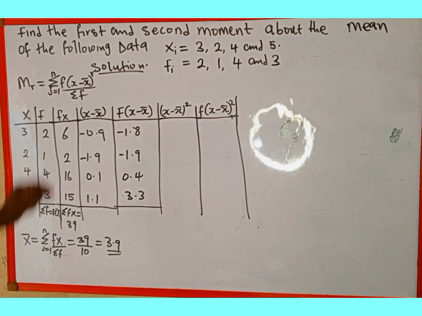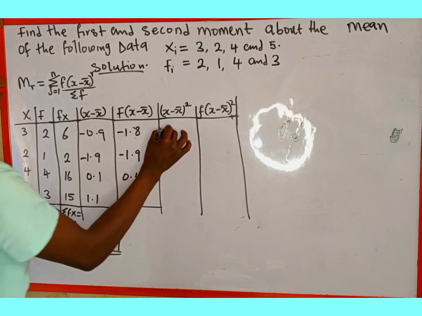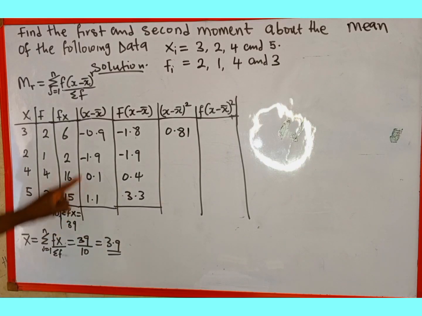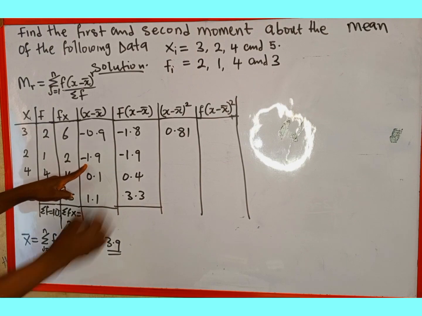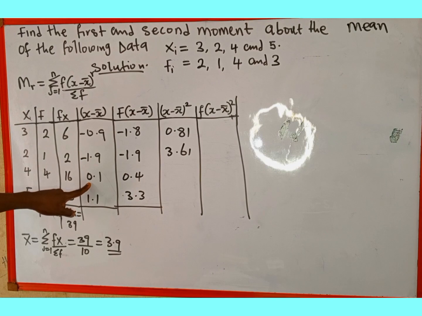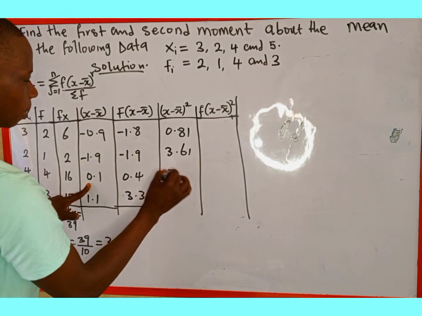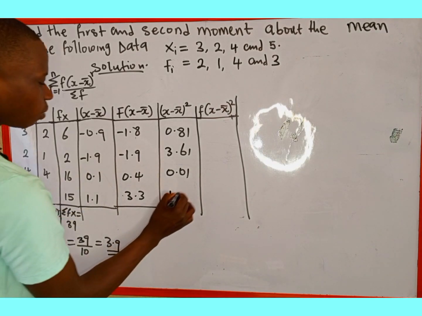Then x minus x bar we have gotten here. The first one is minus 0.9. So minus 0.9 square is going to give us 0.81. Then the next one, minus 1.9 square is going to give us 3.61. Then the next one is 0.1, and 0.1 square is going to give us 0.01. And the last one is 1.1 square. If you square 1.1, it will still give us 1.1.